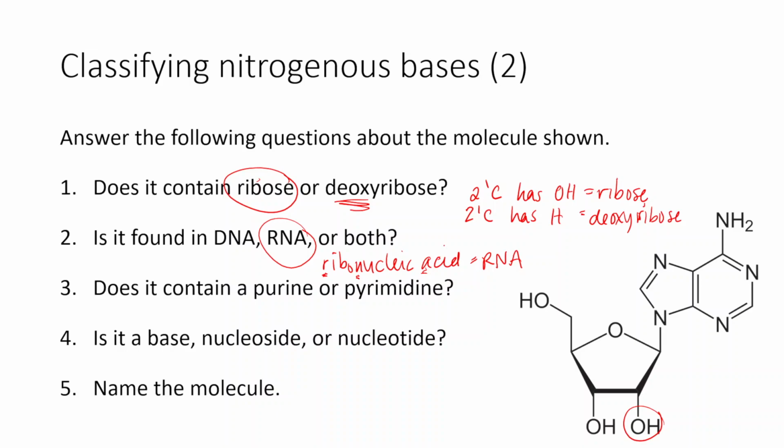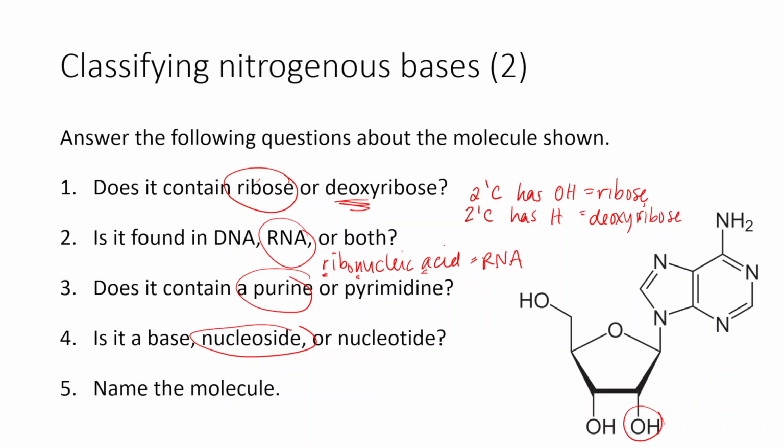So now let's take a look at the base on this molecule. Is it a purine or a pyrimidine? Yeah, it's a purine. It's got that double ring structure. So when we consider this molecule as a whole molecule, the sugar and the base, is it a nucleoside or a nucleotide? Yeah, it's a nucleoside. How do you know that?